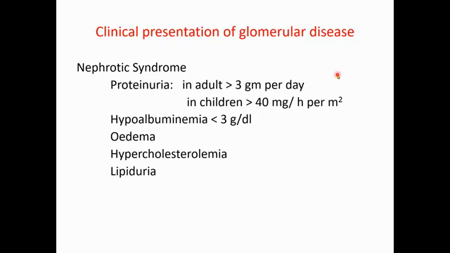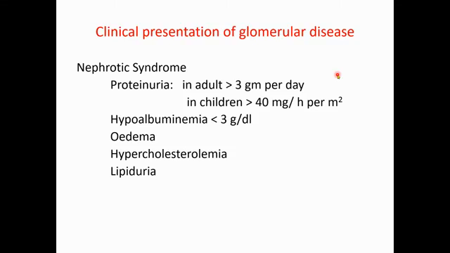Next is the nephrotic syndrome. Another presentation, the most common presentation, is the nephrotic syndrome and the nephritic syndrome. The nephrotic syndrome is usually defined as a syndrome of massive proteinuria, that is more than 3 gram per day.